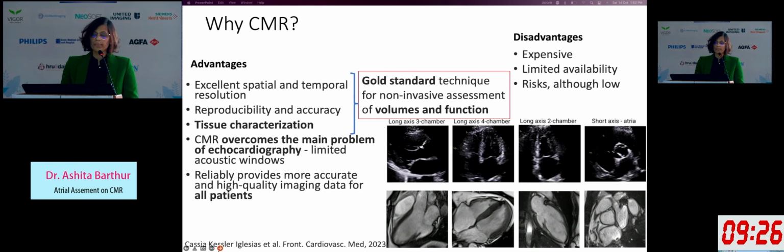CMR overcomes the main problem of echocardiography, as detailed by Dr. Satish Govind, that is limited acoustic windows. It therefore reliably provides accurate atrial metrics in all patients, even those who cannot be seen properly on echocardiography. The disadvantages are that it's expensive, there's limited availability of cardiac MRI as compared to echocardiography, and there are some potential risks, which are although very, very low.